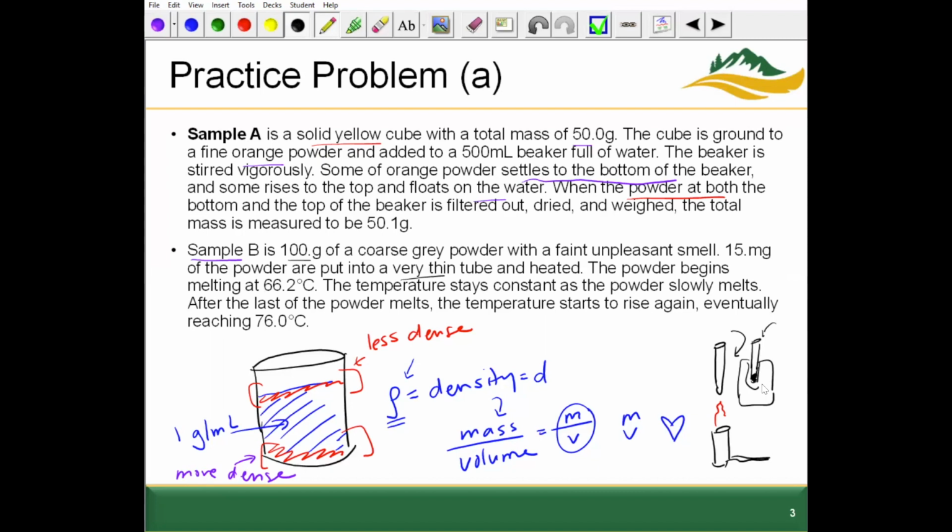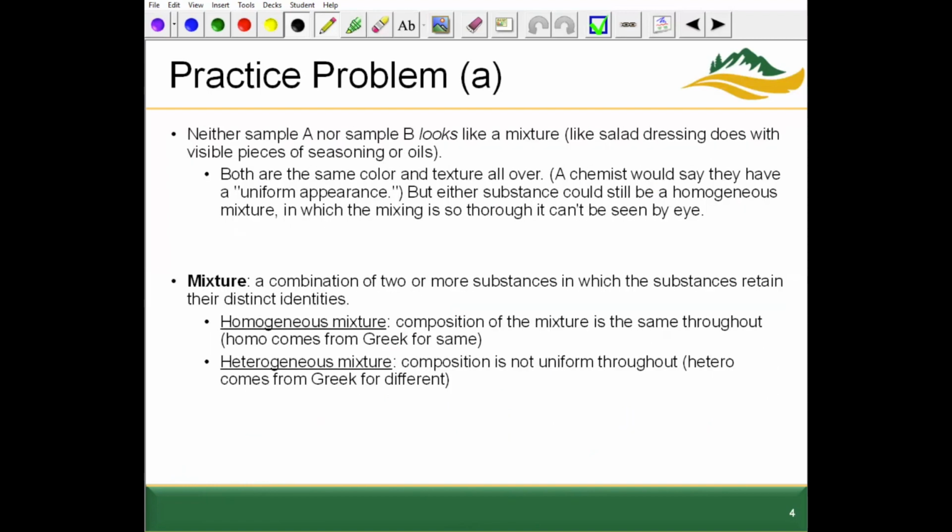So now sample B, the powder begins to melt at 66.2 degrees Celsius. So it goes from a solid state to a liquid state when it melts. Importantly here, we're told that all of the powder melts at 66.2 degrees Celsius. And then once that all melts into a liquid state, the temperature starts to rise again, eventually reaching 76.0 degrees Celsius.